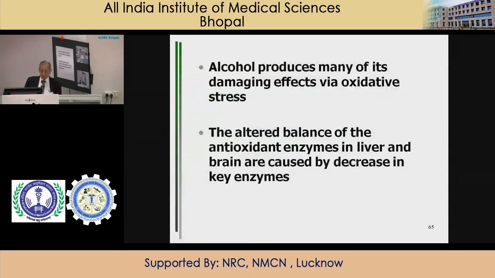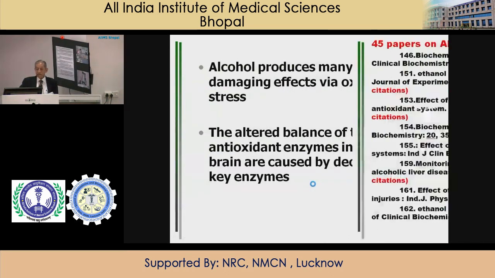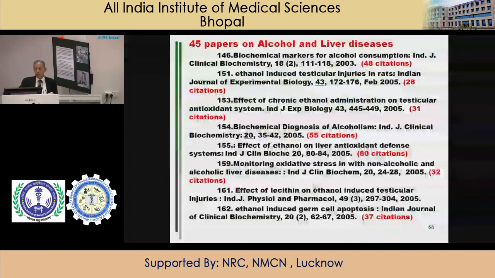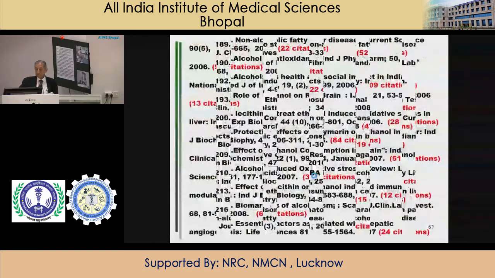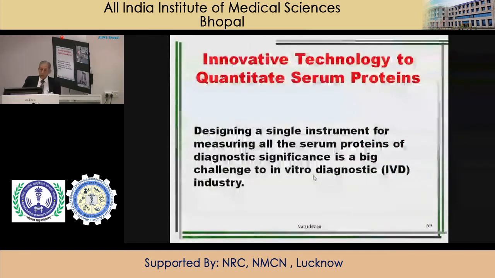Therefore, alcohol produces many of its damaging effects via oxidative stress, and the enzymes that act against this oxidative stress are reduced. The altered balance of the antioxidant enzymes in liver and brain is caused by the decrease in the key enzymes. There are 45 papers published on alcohol and liver diseases. Some of them have very high citations.